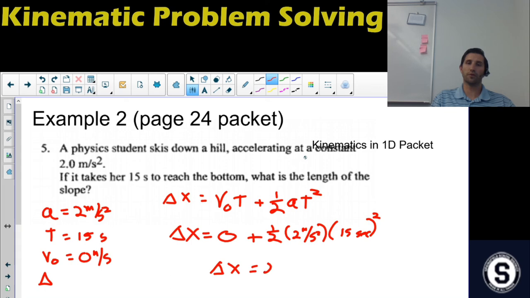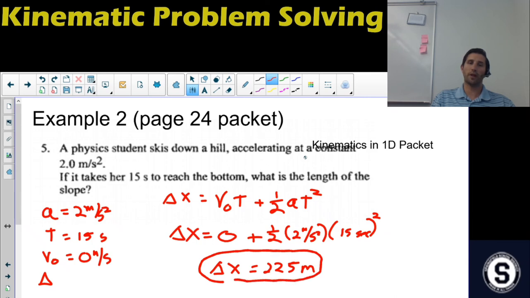And I know it's meters, first of all, because it's a displacement. And second of all, because if we look at the units, this is meters over second squared, and this is seconds squared. So we are left with meters. So my answer is 225 meters.